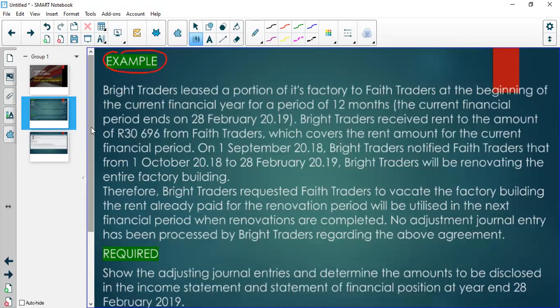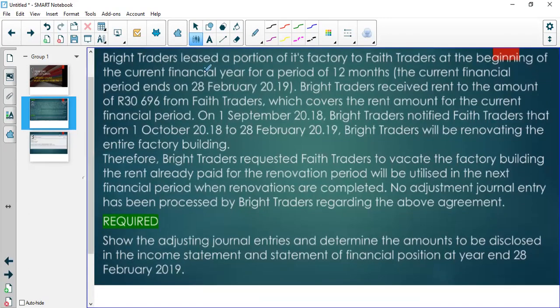So we have an entity called Bright Traders. The year end of Bright Traders is 28 February 2019. So our financial year covers the period from 1 March 2018 to 28 February 2019, all right.